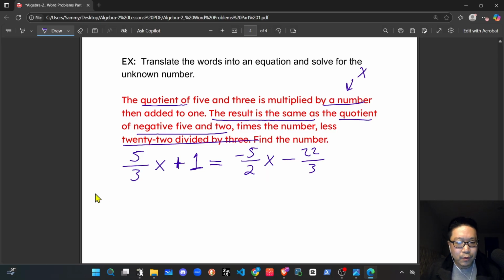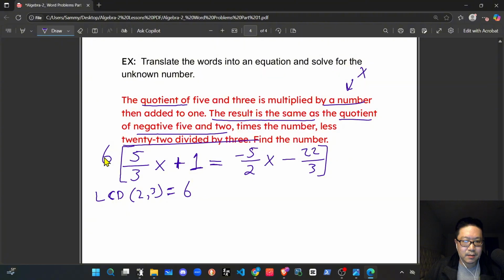the first thing you want to do is multiply both sides by the LCD of 3 and 2. We don't like having fractions or dealing with fractions when we're solving for the unknown in a linear equation. So the LCD of 2 and 3, well, that's 6. The least common multiple of 2 and 3 is going to be 6. So that means I'm going to multiply everything, both sides, by 6.